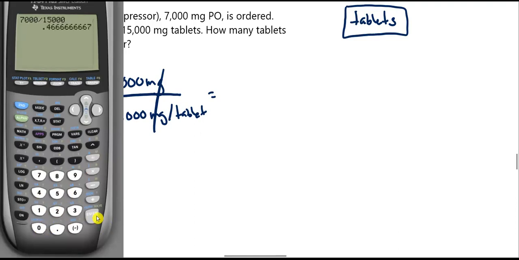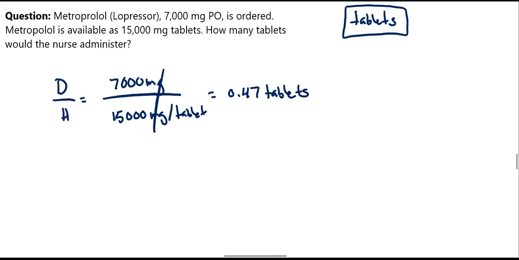Look at that. We get just under a half. I'm going to round this to 0.47 tablets. I don't know how it actually would work in nursing or pharmacology. It looks like it's about half a tablet to me, but don't worry, I'm not a nurse. I'm not giving out any medications.